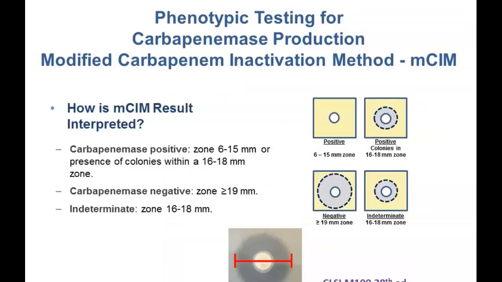So how do we interpret the mCIM result? Depending on the size of the inhibition zone and the presence or absence of colonies within the zone, we can determine the tested isolates as either carbapenemase positive, negative, or indeterminate. More detailed information can be found in the CLSI M100 28th edition.